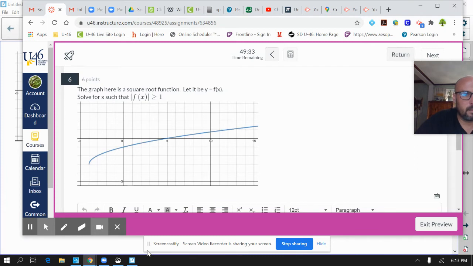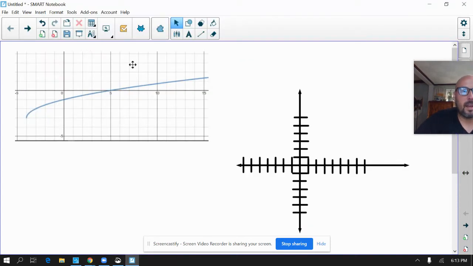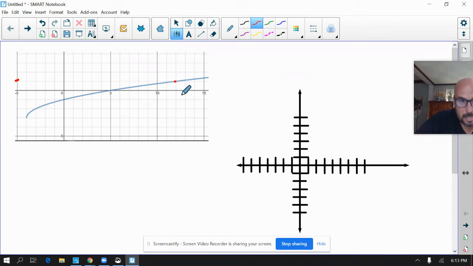This, what are the x values? This was the hardest one, I think, of the quiz. What are the x values that make the absolute value of this function greater than or equal to 1? So I would go to my scratch paper here and get my little marker out and just think, okay, I want to find when the y value equals 1. So I can see right here, when x is 12, it's equal to 1.